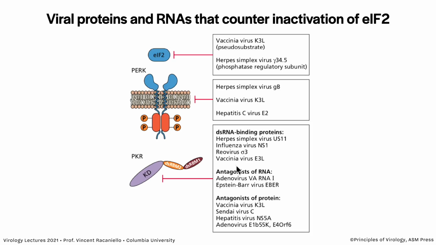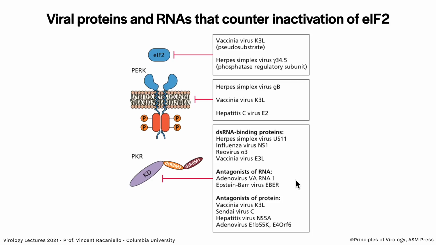And then there are a whole bunch of viral inhibitors of PKR. There are double-stranded RNA binding proteins that sop up double-stranded RNA, so it won't activate PKR. There are the antagonists of RNA that we talked about, like the VA RNA that will only bind one PKR. And then there are antagonists of the protein. So you see, very different viruses here are encoding counters of this system because it's so powerful.